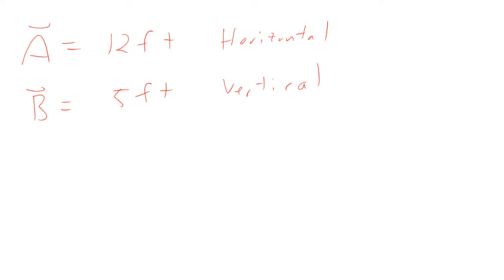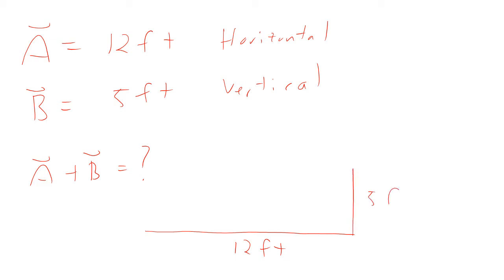Okay, so what would happen if I had A plus B? What would happen is that we go over 12 feet, and then we go up 5 feet. So that's vector A, this is vector B, the result vector is like this. I want to find the result vector, and so how do I do that?